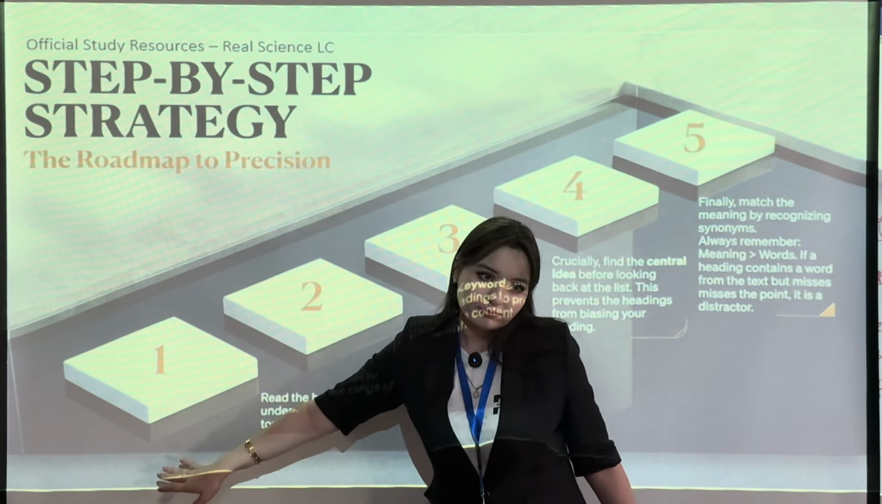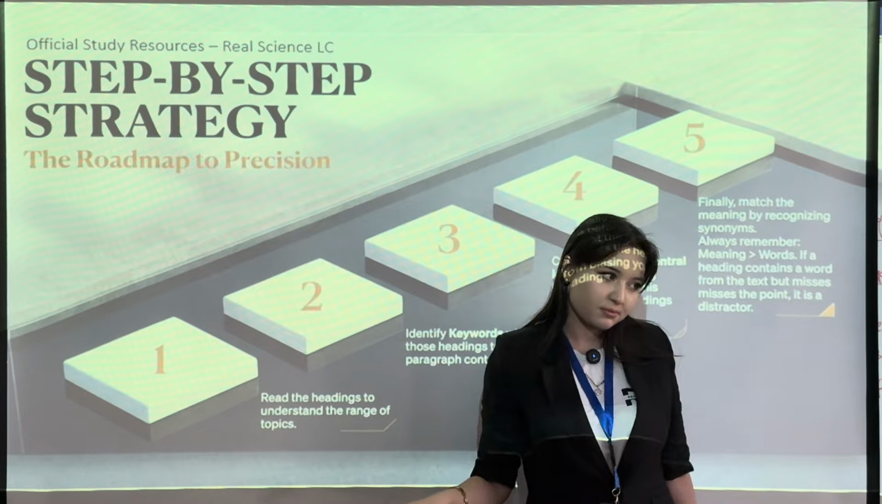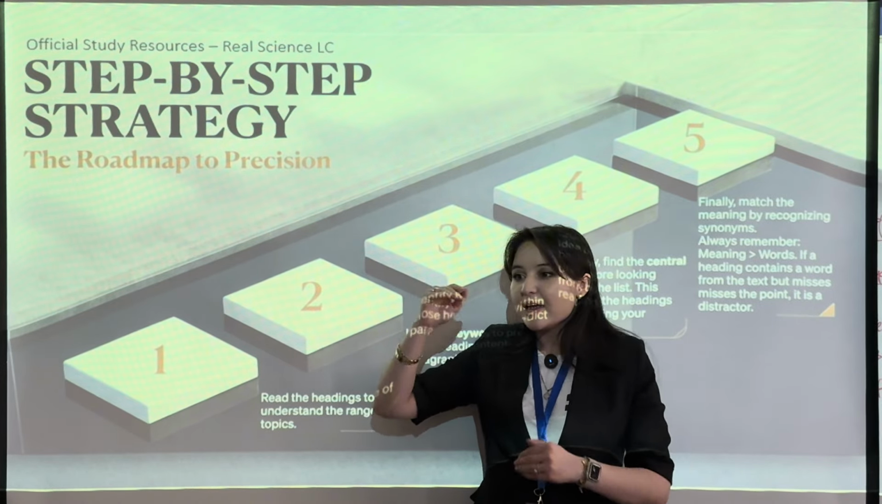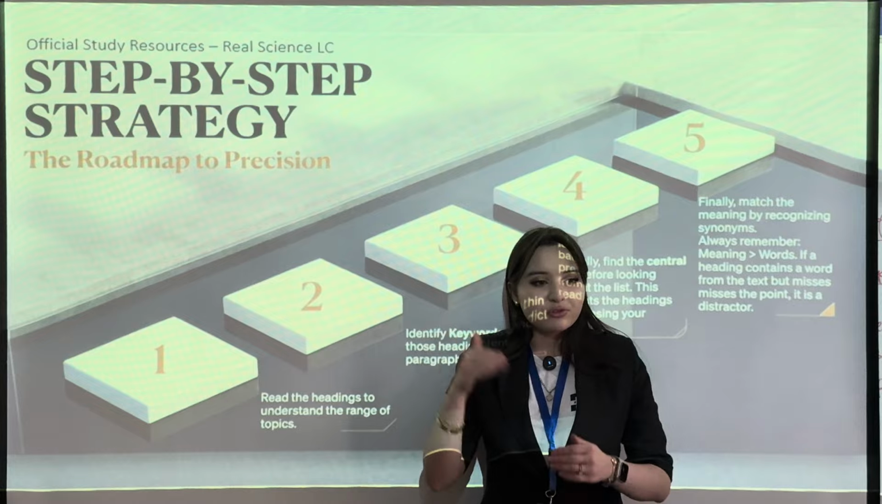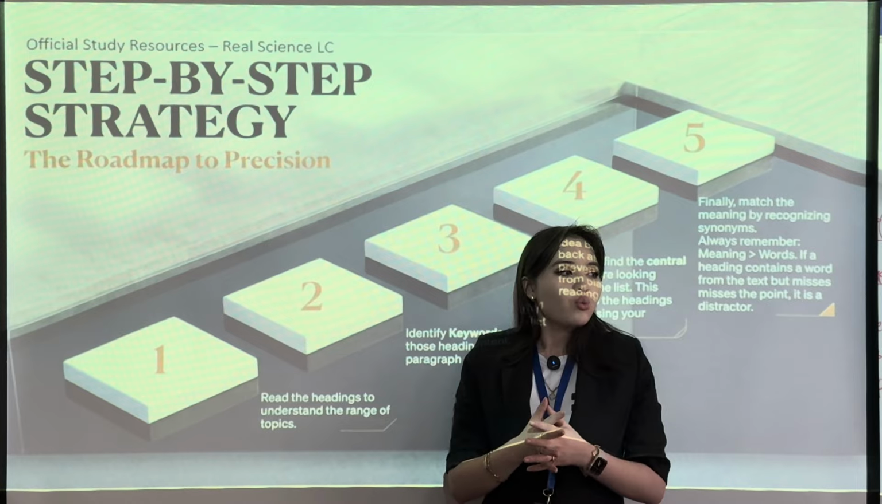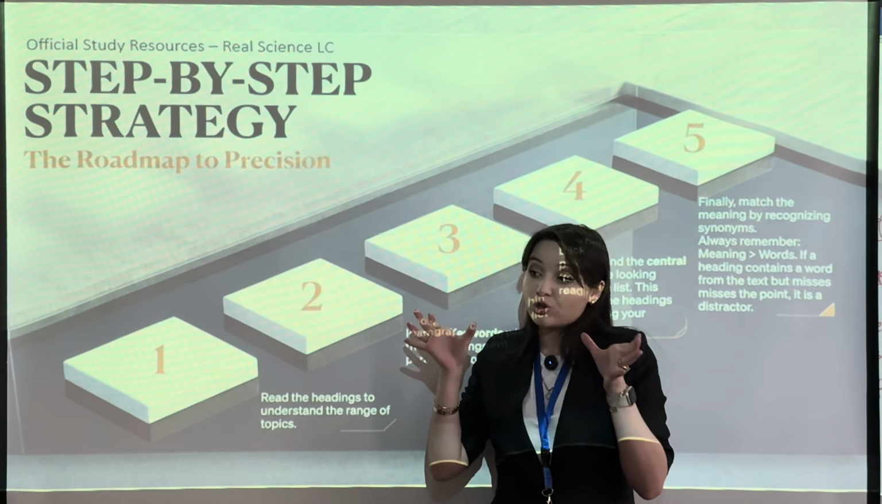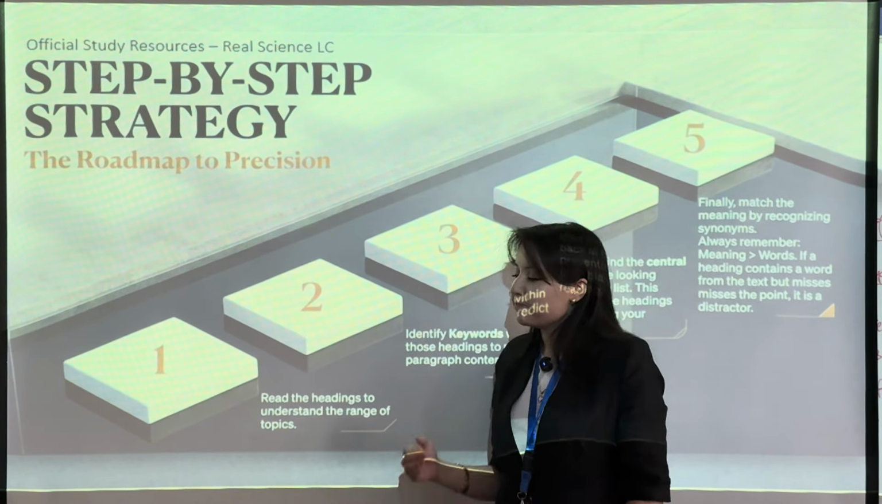So firstly, you have to read the headings to understand the range of topics. You are given a list of headings, and the first thing that you need to do is to read them. Why? Because you have to know what range of options, what range of topics you have, okay?